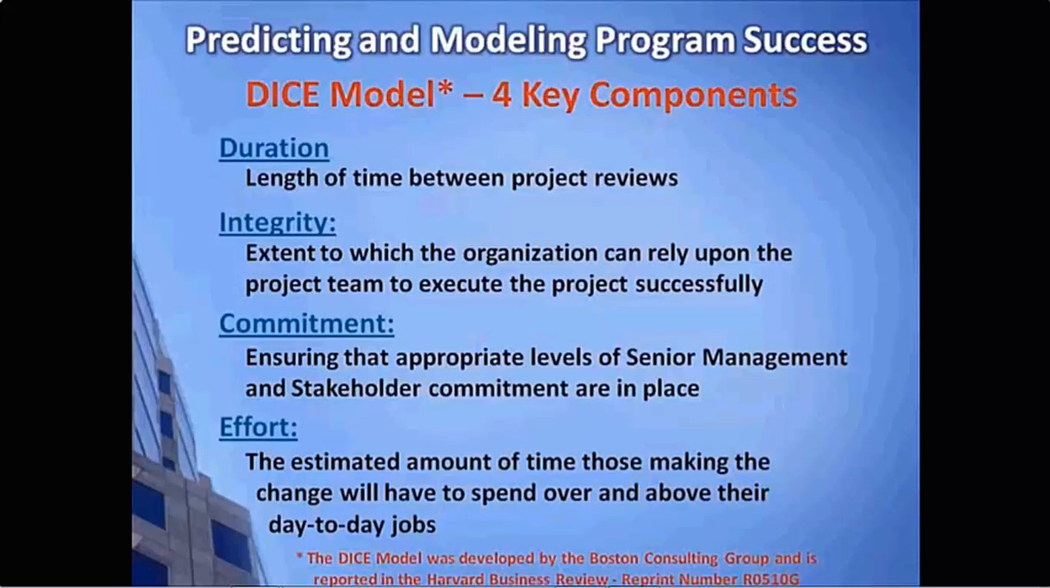This model is called the DICE model, and there are 4 key components with it. Duration, again, that addresses that time between those project reviews. Integrity, that's the extent to which your organization can rely on the project team to execute. So in other words, I have skilled project resources that people feel confident about. Commitment, ensuring that you have that senior management and stakeholder commitment as you go forward. And effort, which again is the estimated amount of time over and above everyone's day job that they'll need to make to understand the new process or solution you're putting into place.